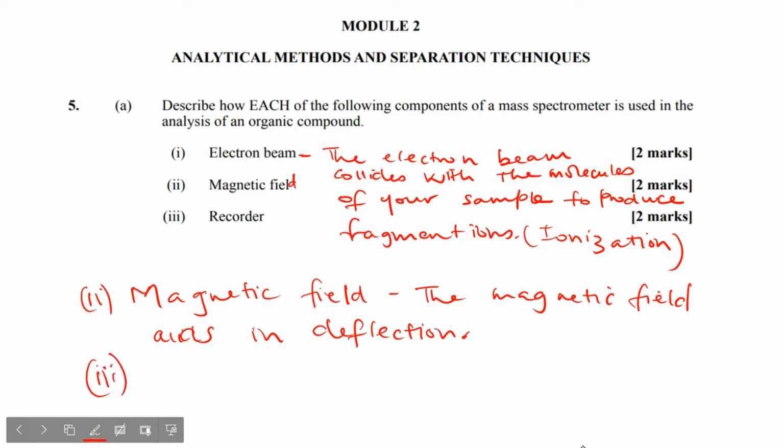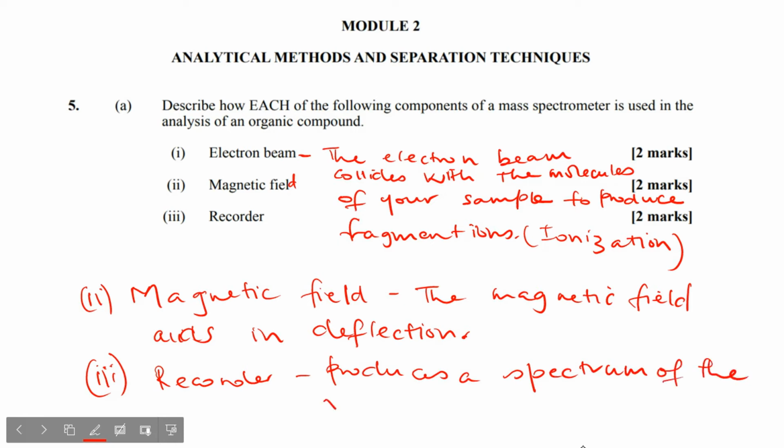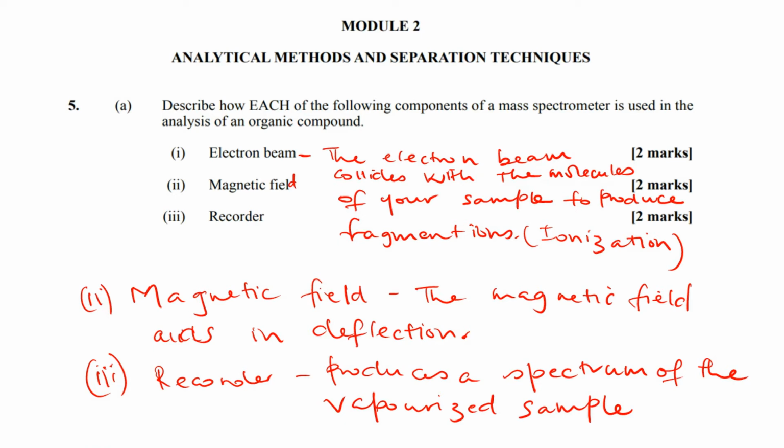And the recorder produces a spectrum, or acts as an output, produces a spectrum of the vaporized sample. So this is where you have your output to know how to characterize your sample or what's in your sample that you just vaporized. So essentially, that's how each aids in the analysis process.